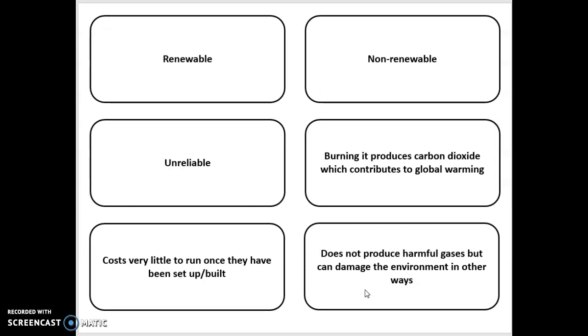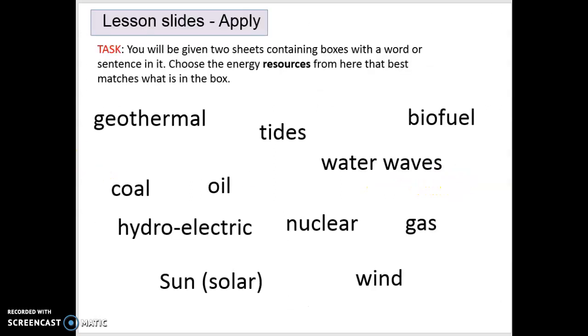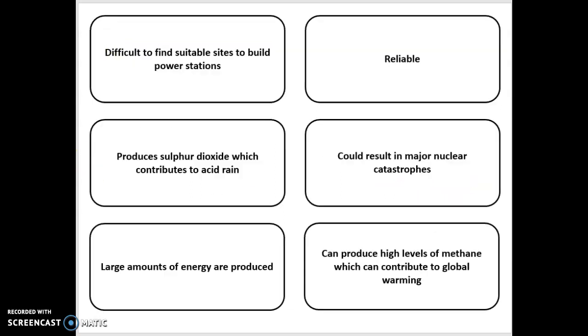have a go at matching the words in. Now there's one more set of these, so I'm going to flick onto that now, so you can pause the video if you need to copy those ones down. And here's the second set. Okay, so could result in major nuclear catastrophes. Which one of those from the slide back here would apply to that one? Bit of a giveaway on that one there. Okay, have a go at those, and then I'll put up the answers to these, and then you can try a few questions.